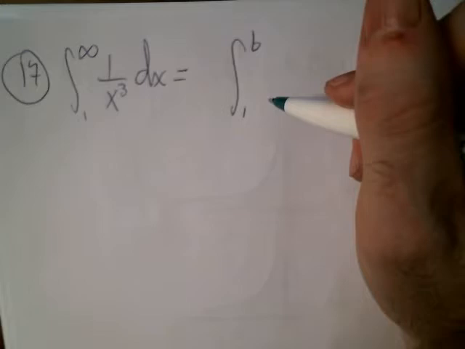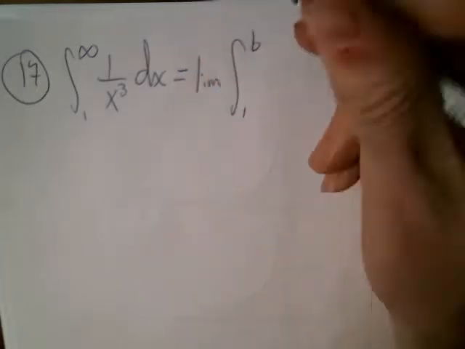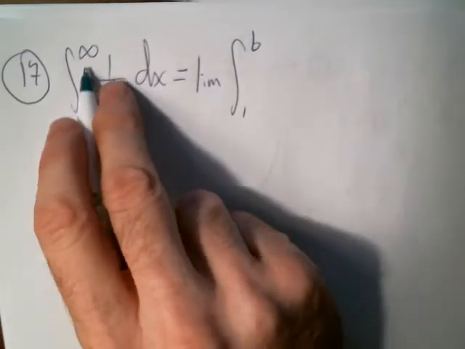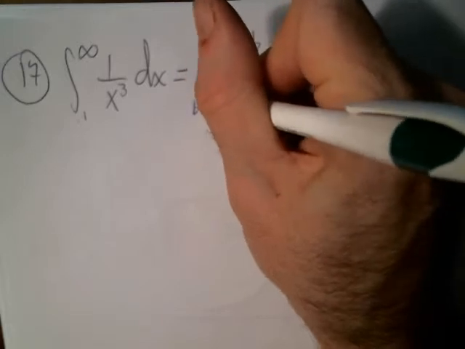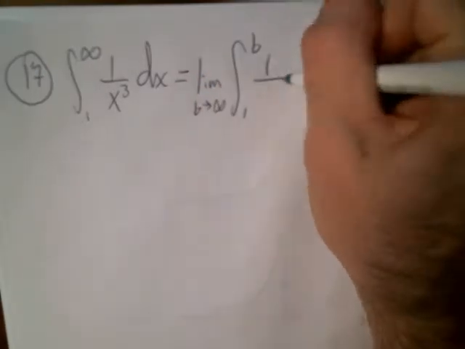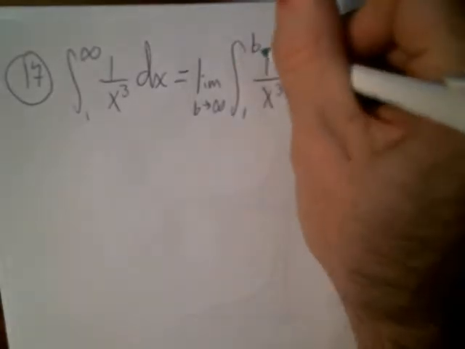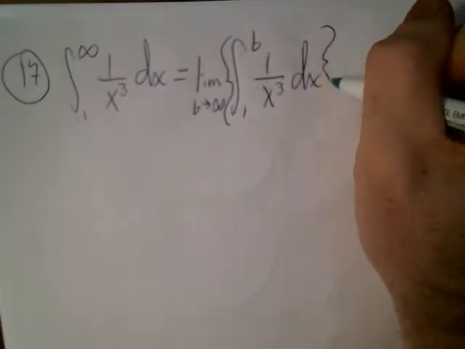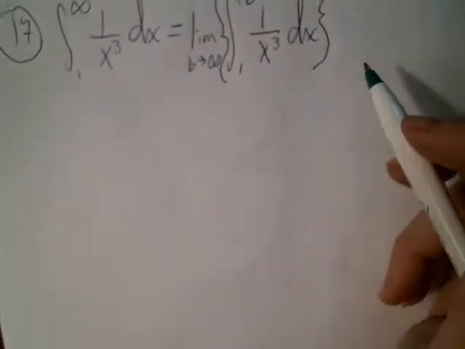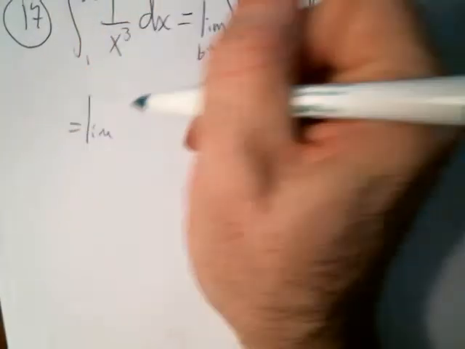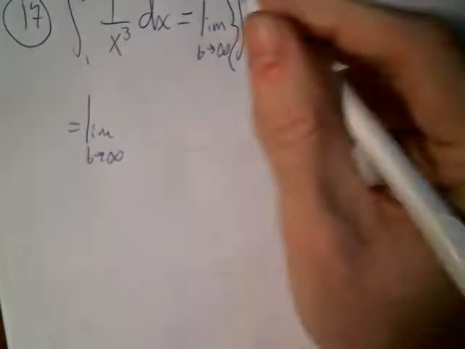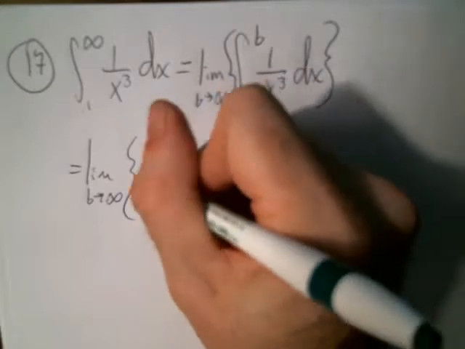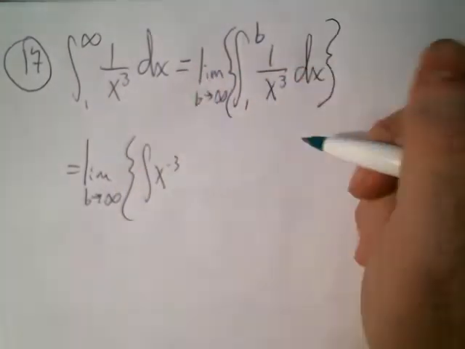So now I have an integral from 1 to b. And then to work with this infinity, I'll take a limit as b goes to infinity of this integral. Then you just forget about the limit for a bit and integrate this thing. We can handle that; we've learned how to integrate a lot. This is the same as x to the negative 3, so it's basically just the integral of x to the negative 3. We could do a power rule there.